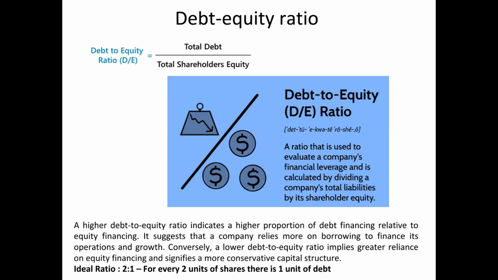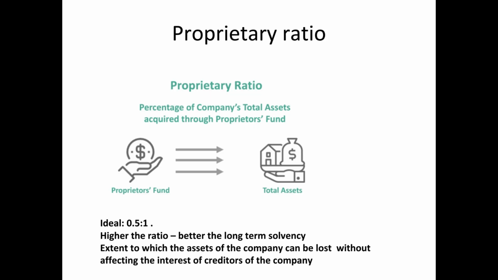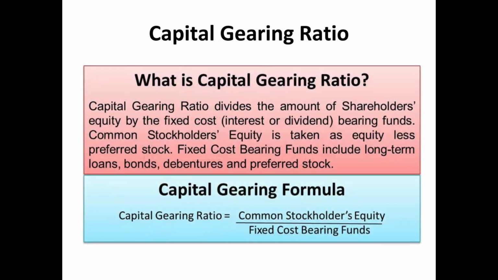Okay, let's move on. Now, the proprietary ratio, ideal, 0.51. Higher the ratio, better. The long-term solvency, extent to which the assets of the company can be lost without affecting the interest of creditors of the company. Here we have the capital gearing ratio. This ratio compares the proportion of a company's capital that comes from fixed charge sources, such as debt, to the proportion that comes from equity.